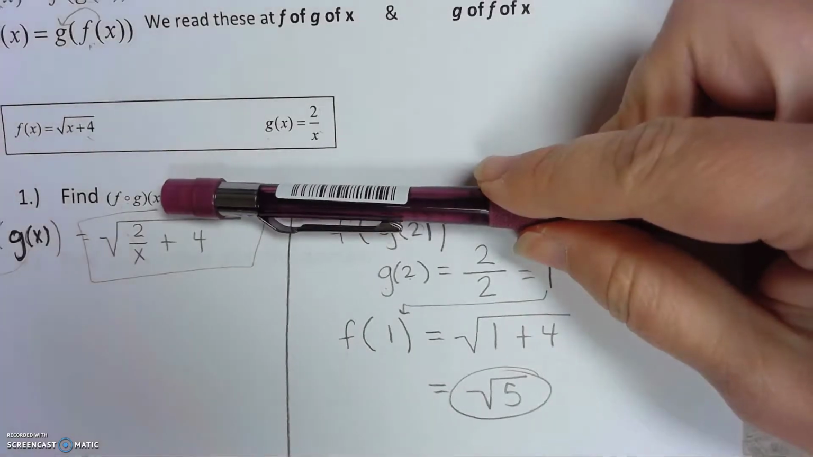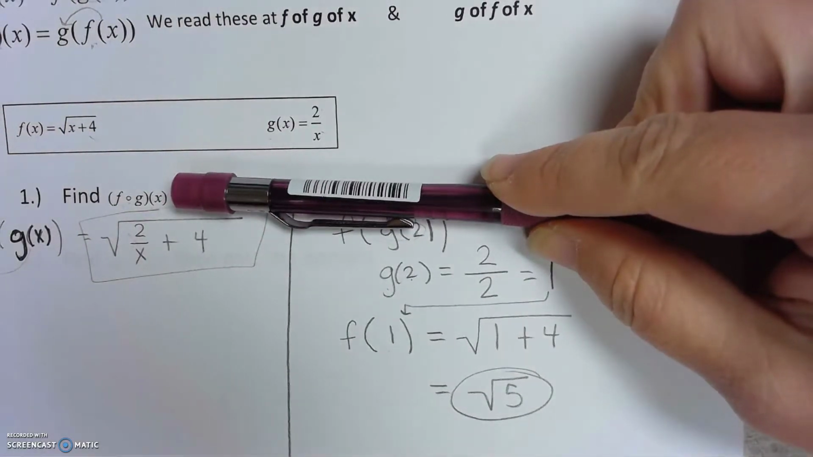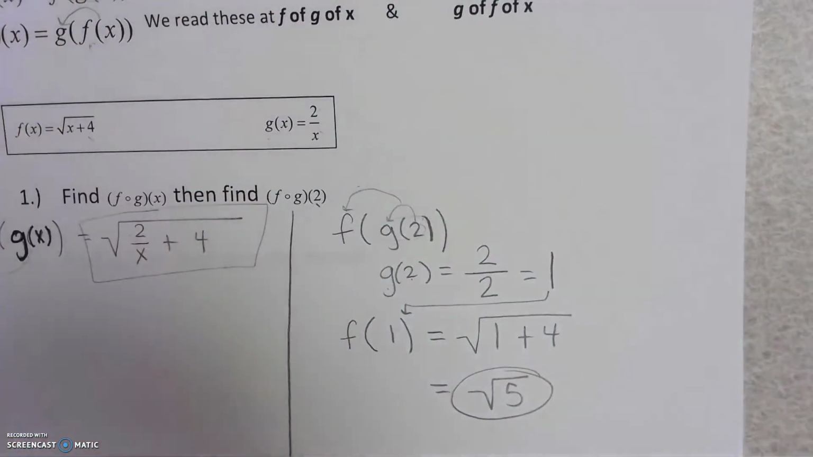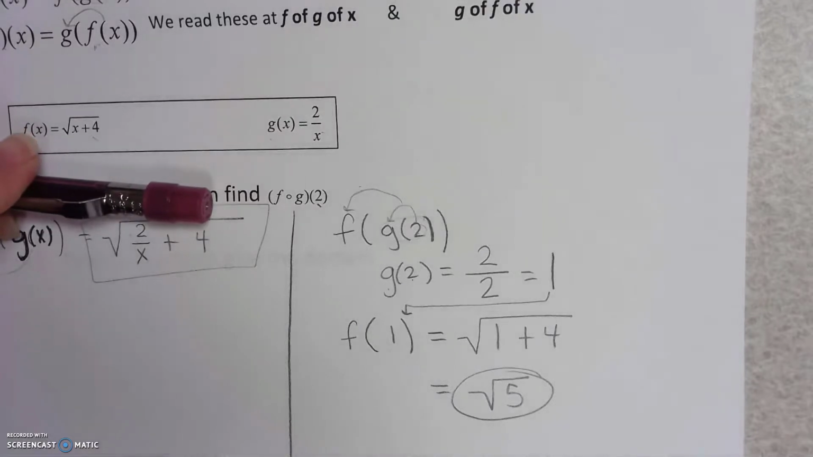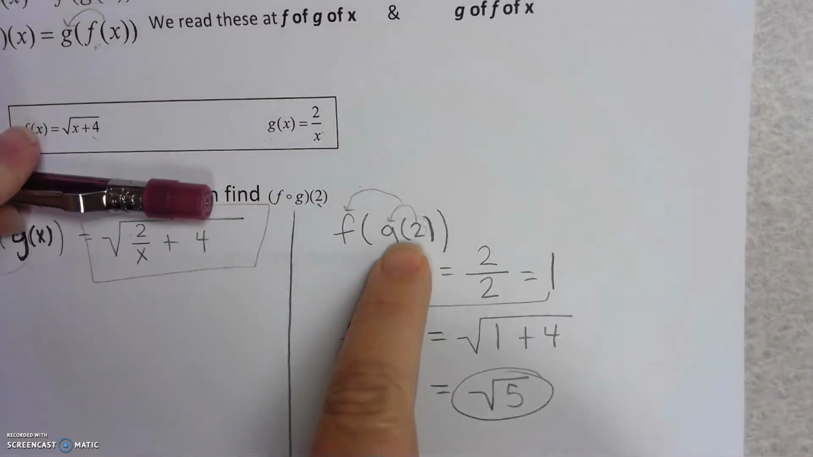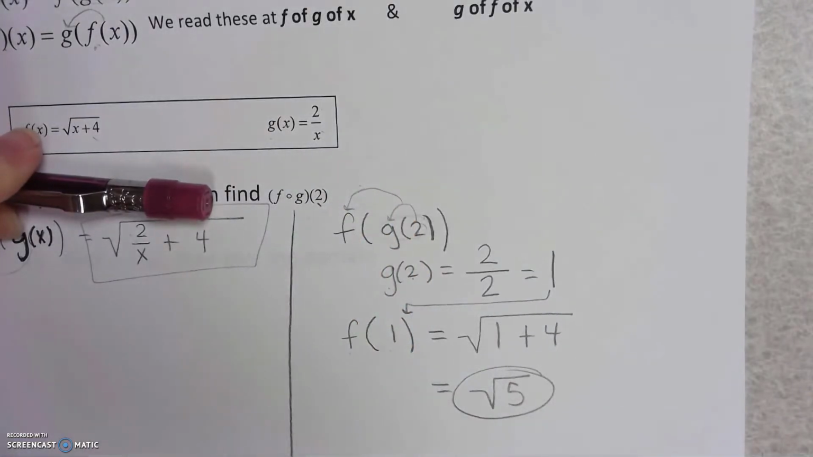So if they give me just this, they've not given me any number to plug in, I simply am going to find a new function as my answer. If they give me just this part, then I'm going to be plugging in a number, and I should get out a number. So I'm going to find the value of g when x is 2. Whatever that value is, I'm going to plug it in to f.